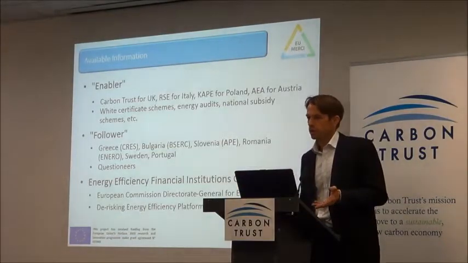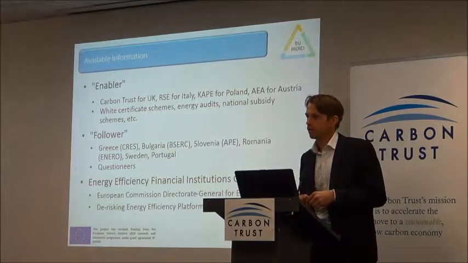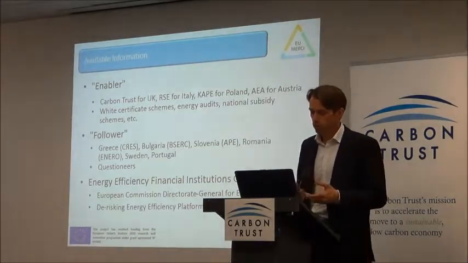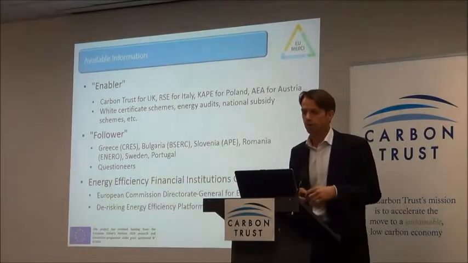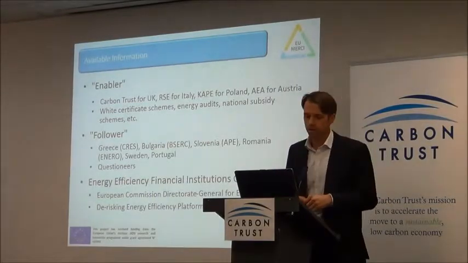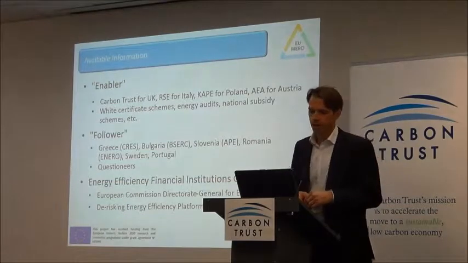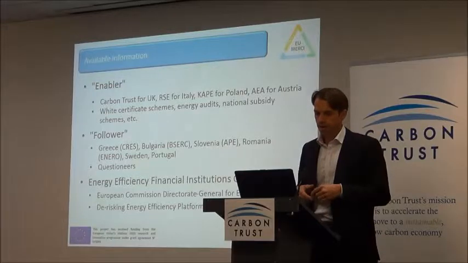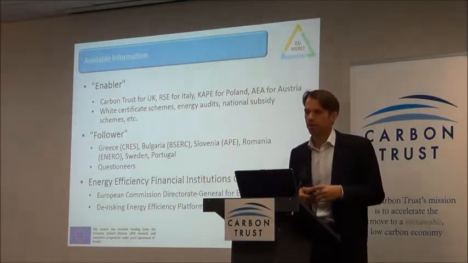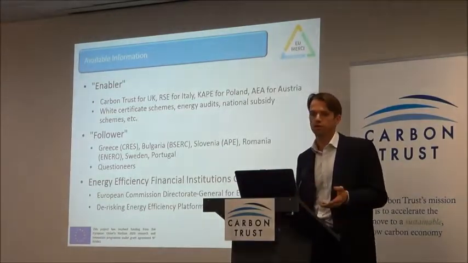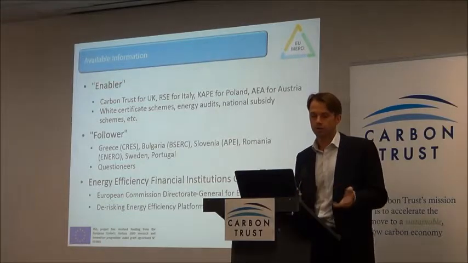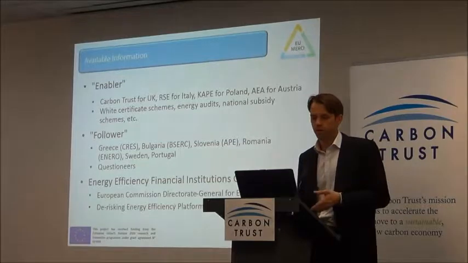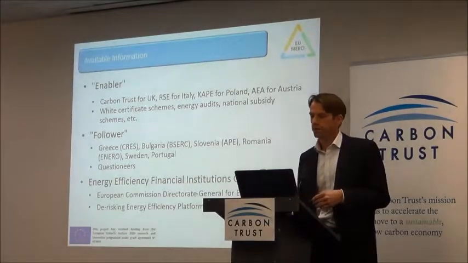So what kind of information was available in the project? We have a lot of different information sources. Most information was coming from the project partners, and the project partners have been divided into two groups, the so-called enablers and the so-called followers. The enablers have been the mainly responsible project partners, and most of the information we worked with is coming from these companies. And the followers, on the other hand, have also provided information, but also have direct benefits out of the project outcomes.